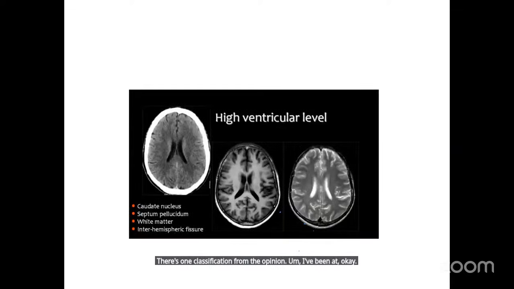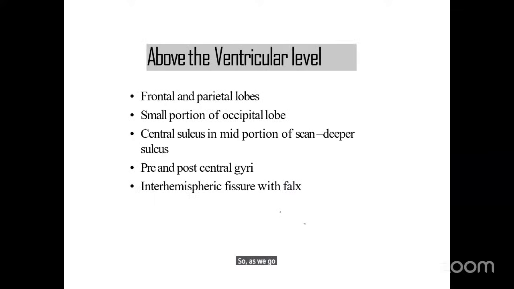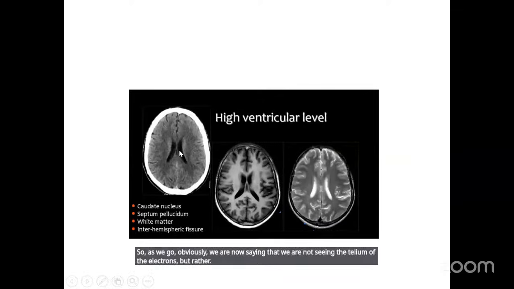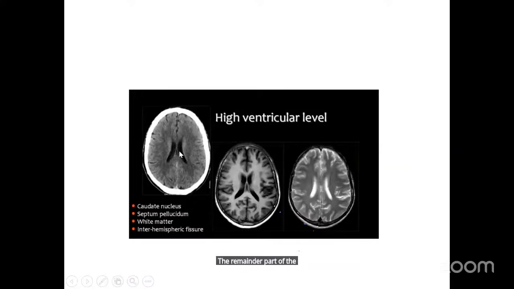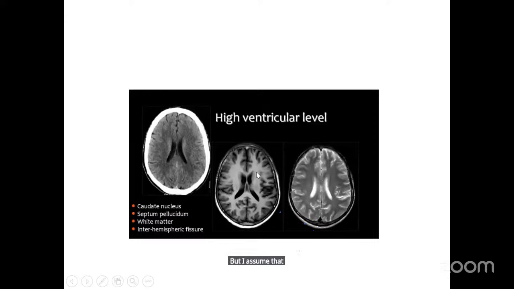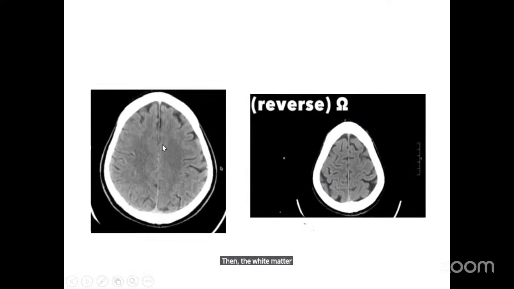So as we go up, we are no longer seeing the anterior part of the lateral ventricle, rather the remaining part, the body of the lateral ventricle. You can see only the midline structure. We only appreciate the white matter and the gray matter. Can you see the gray matter appearing a bit whiter than the white matter inside the brain?